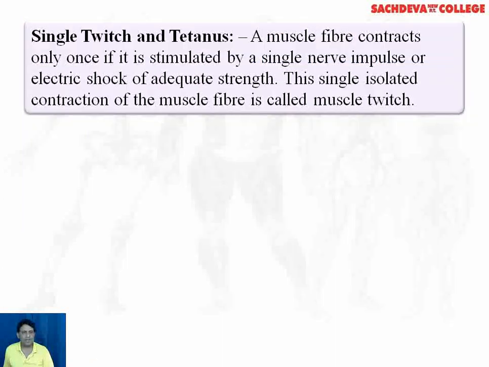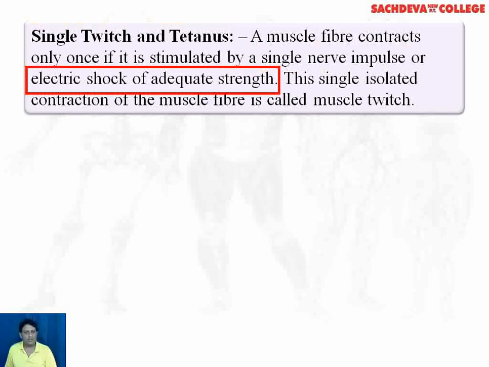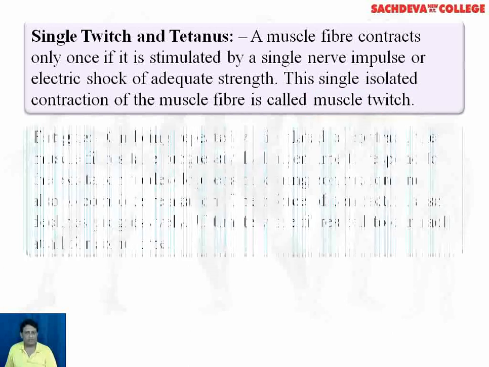stimulus also. Single twitch and tetanus. A muscle fiber contracts only once if it is stimulated by a single nerve impulse or electric shock of adequate strength. This single isolated contraction of the muscle fiber is called the muscle twitch.